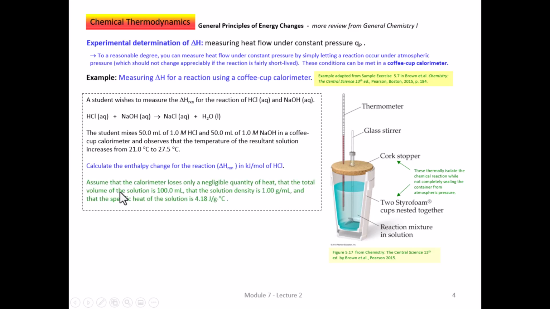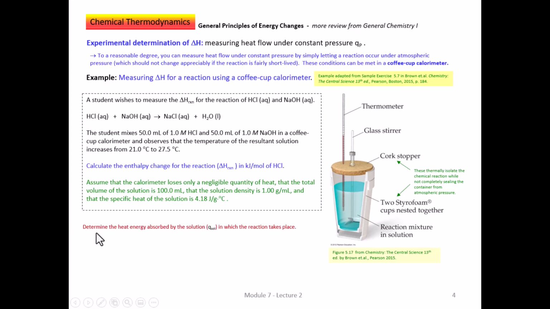So what we're going to do here is assume that the calorimeter loses only a negligible quantity of heat to the surroundings, that the total volume of the solution is 100. You may say, well, that's obvious, 50 plus 50 is 100. Remember, sometimes volumes do not mix additively, but in this case, we'll assume that happens. We'll assume the solution density is equal to the density of water, not a bad assumption, and that the specific heat of the solution is equal to the specific heat of water, again, a pretty good assumption.